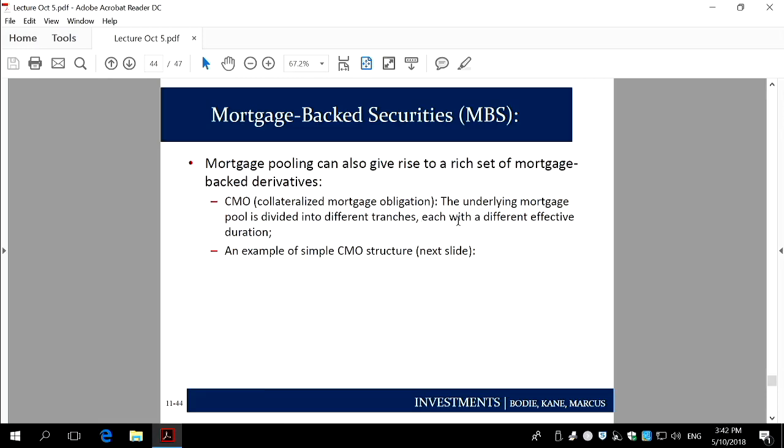So the underlying mortgage pool can be divided into different tranches. You can do a very simple financial engineering. You have a pool of those mortgages, and you can divide those mortgages into different tranches. I will explain what tranche means. Each has a different effective duration.